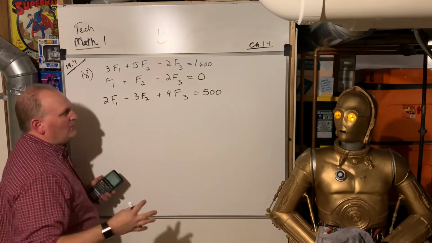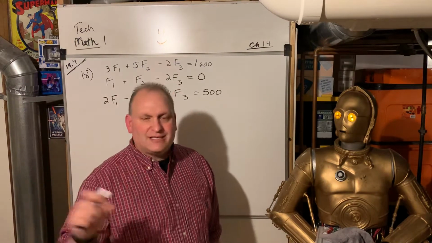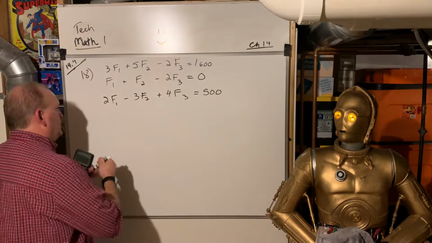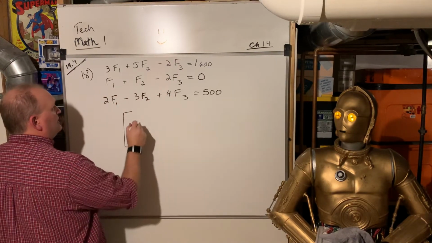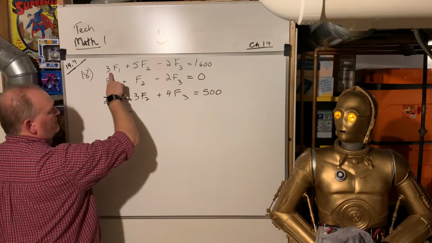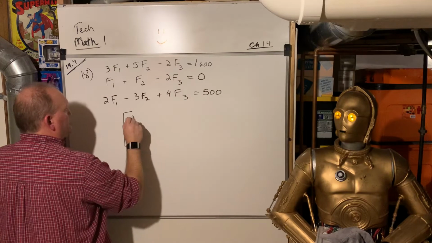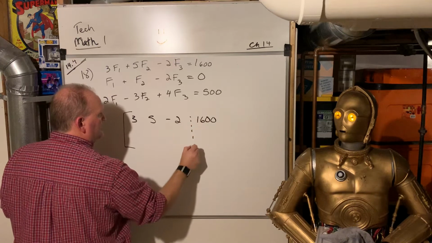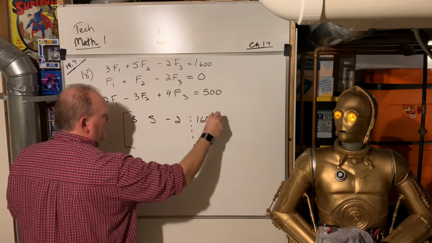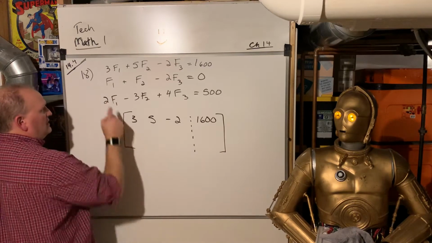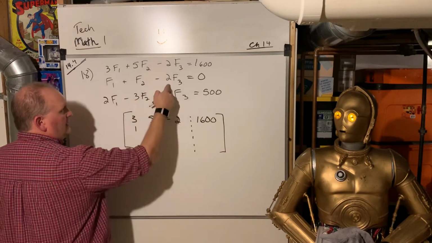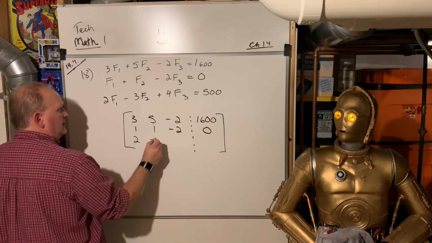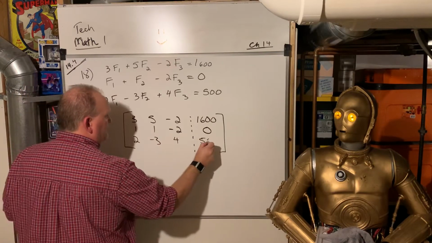Now, we are not going to do the addition method where we get something to go away by hand and fill up the whole board. What we're going to do is use our calculator and put this into a matrix. That means you strip away just the coefficients: 3, 5, -2, and 1600. This is called an augmented matrix because you've got the matrix part and then the answer part all in the same matrix. Then 1, 1, -2, and 0 in the answer column, and then 2, -3, 4, and 500 in the answer column.